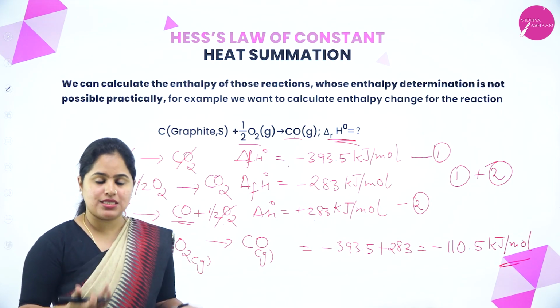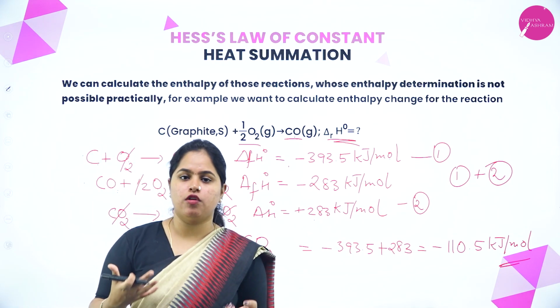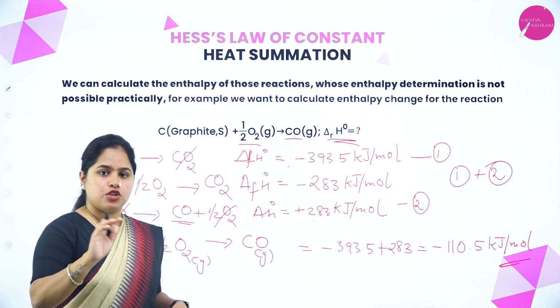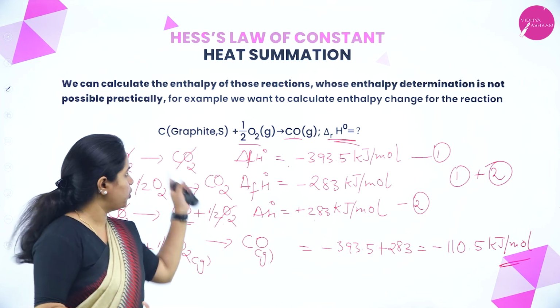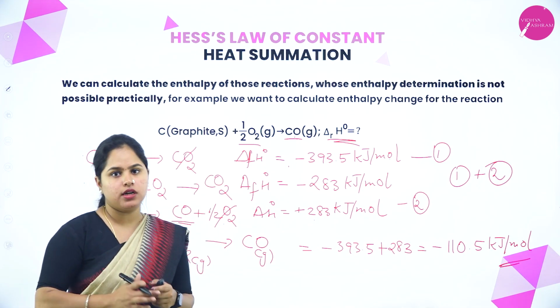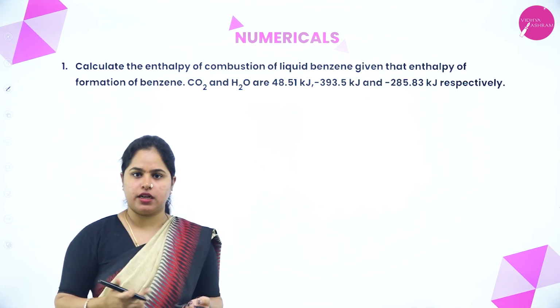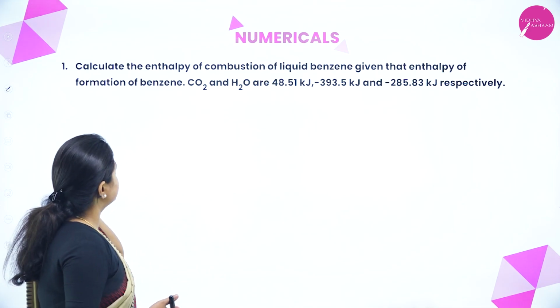Okay, so this is the application of Hess's law of constant heat summation. That means the reaction will happen in different steps. So if you take the sum of enthalpies of each of that, you can get the total enthalpy of the reaction. Okay, so now let's do few numericals and you'll get a better idea of this. So let's take the first example.